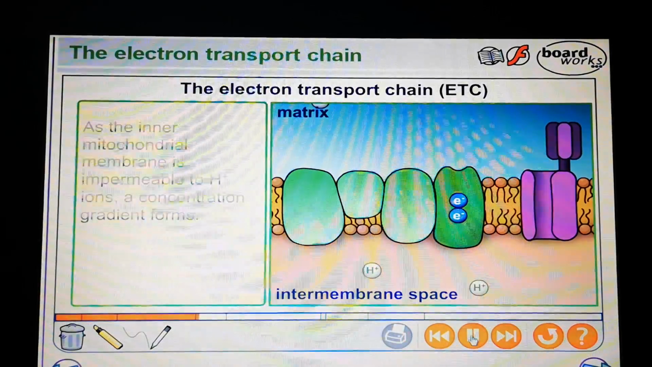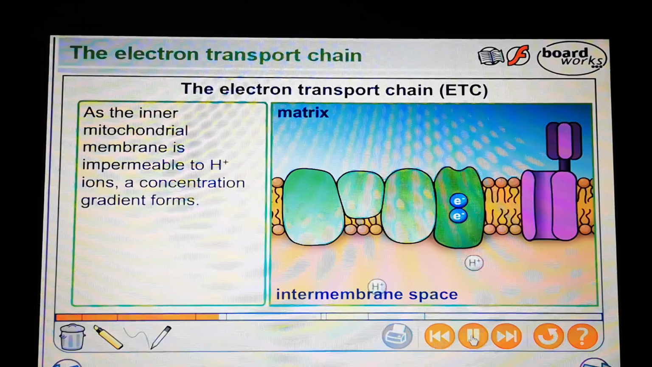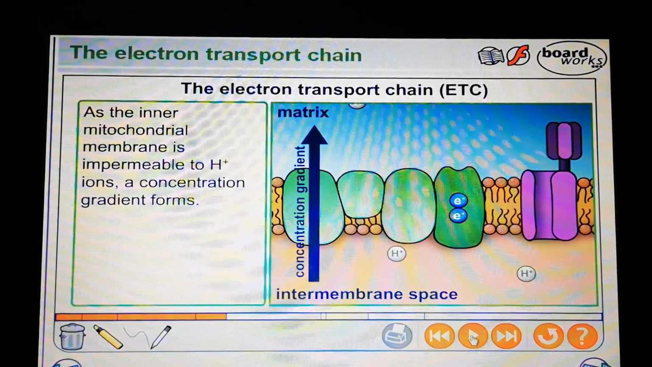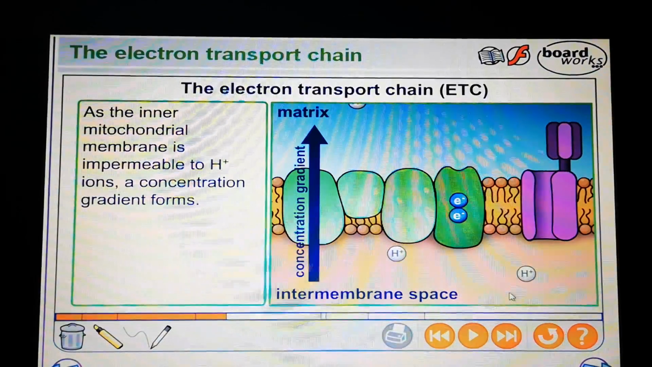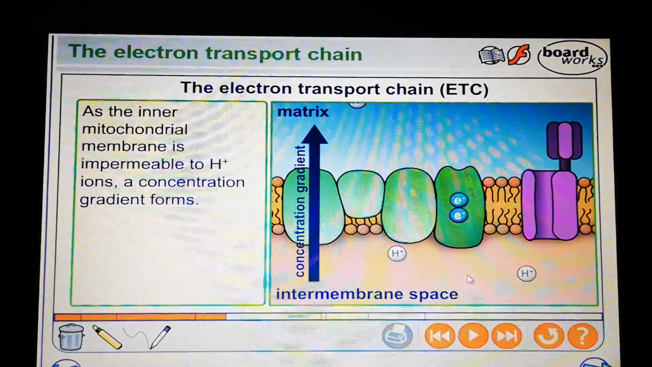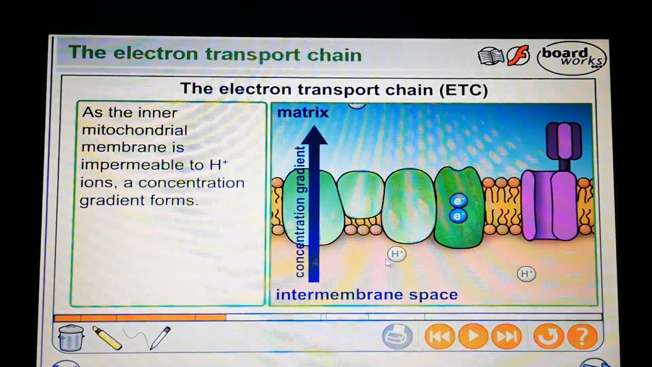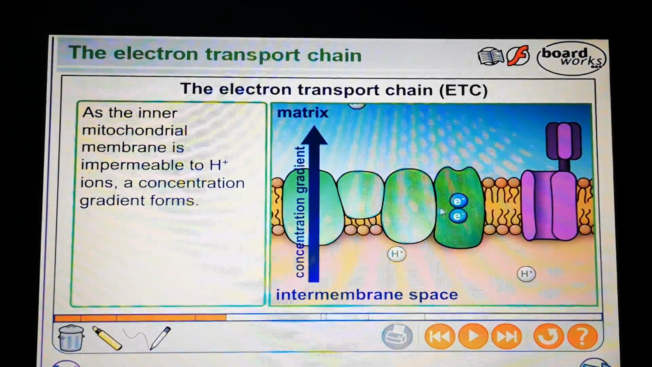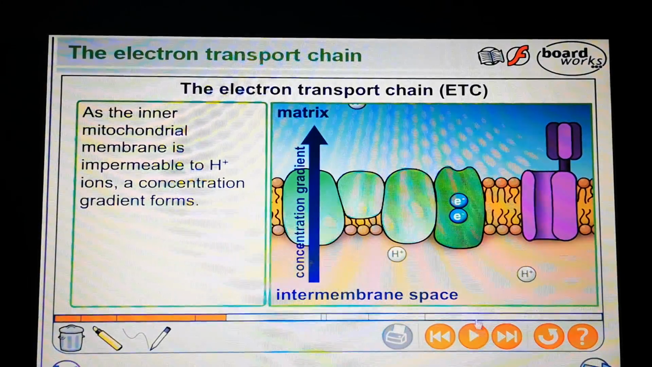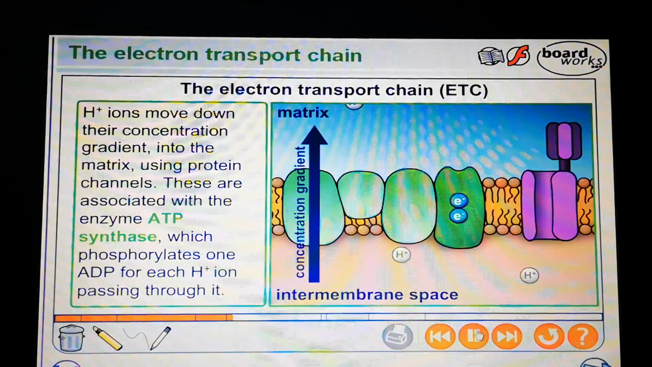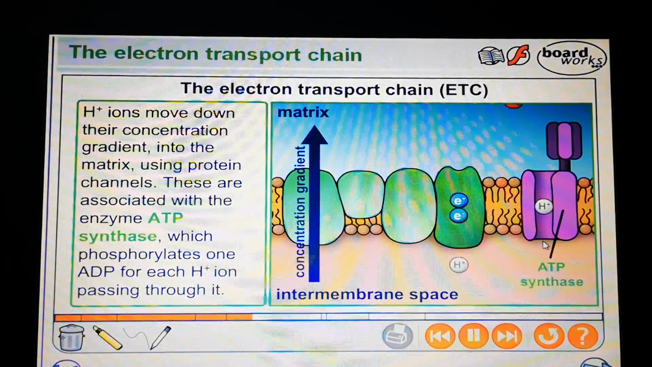So that's what is happening there. And if we have a look at this next slide, because we've got this concentration gradient, what these protons naturally want to do is move from the intermembrane space back into the matrix. But they can't. Like I said, this is impermeable to those protons. The only way they can get out is through this channel. It's called an ATP synthase channel.